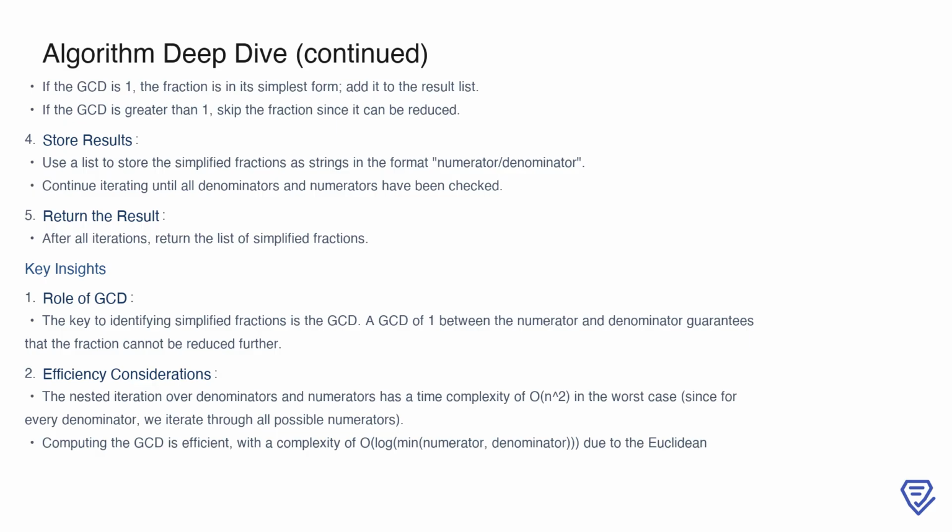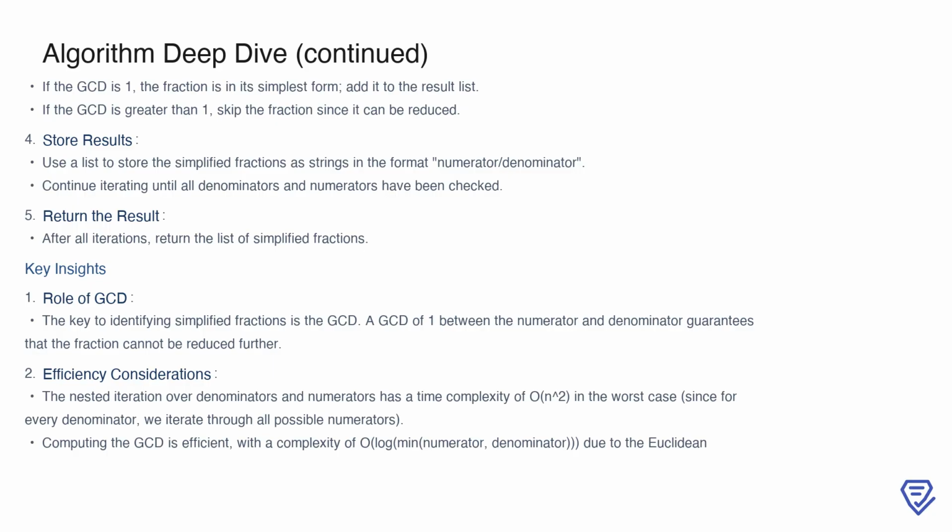Fractions that pass the GCD check are then added to a result list in the format numerator/denominator. We repeat this process for all valid numerators and denominators until every possibility has been tested. After all iterations are complete, the result list containing the simplified fractions is returned. The key insight here is that using the GCD function is essential for ensuring that the fractions are in their simplest form. A GCD of 1 guarantees that no common factors exist between the numerator and denominator.